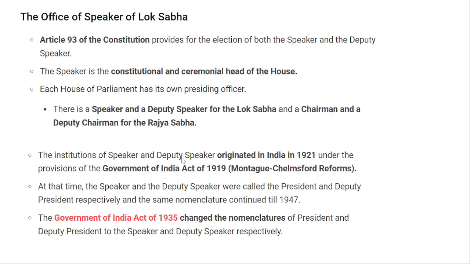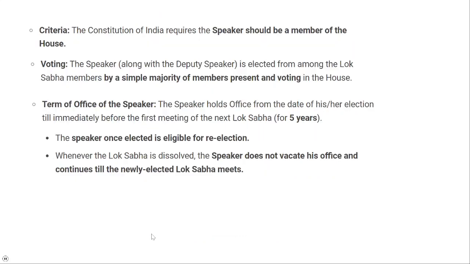The institution of speaker and deputy speaker originated in India in 1921 under the provisions of the GOI Act of 1919. Basically, the Montagu-Chelmsford reforms also have provisions regarding the speaker and it came into force in 1921. Very important, remember. The speaker and deputy speaker were at that time called president and deputy president. In the GOI Act 1935, the president and deputy president were changed to speaker and deputy speaker respectively.